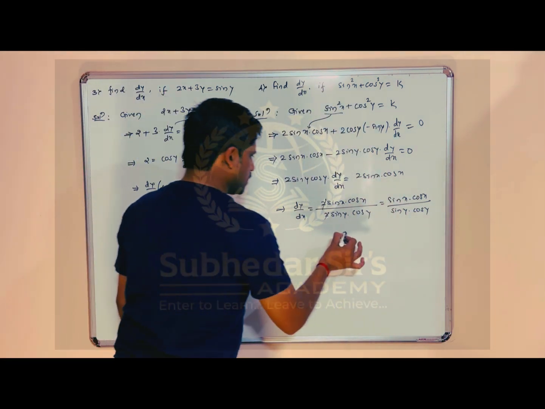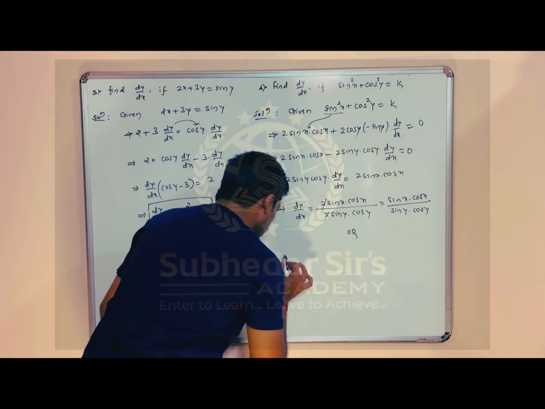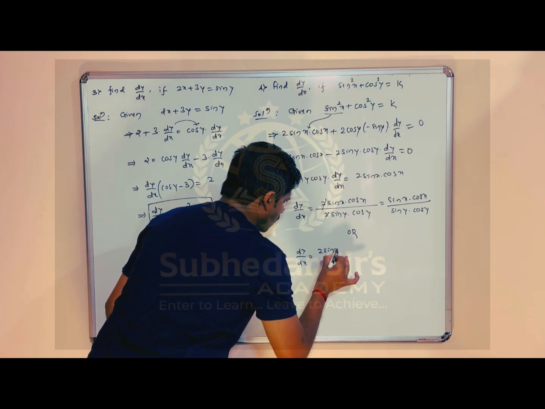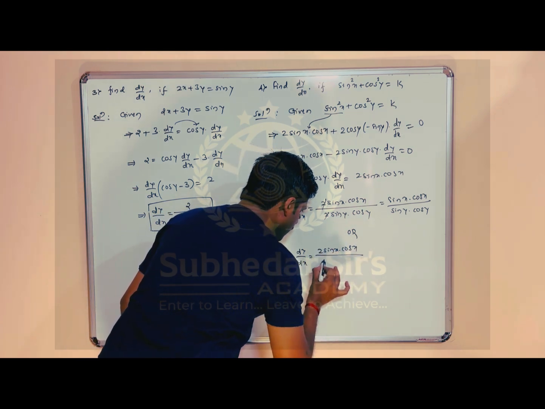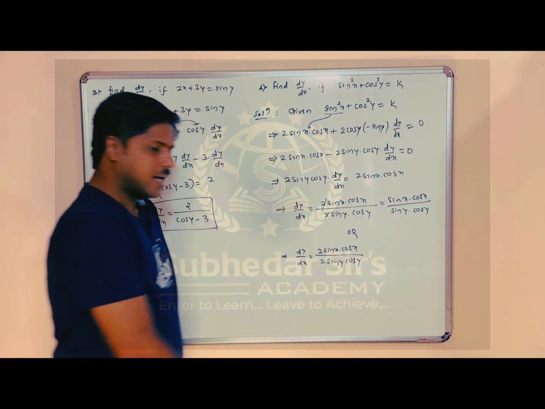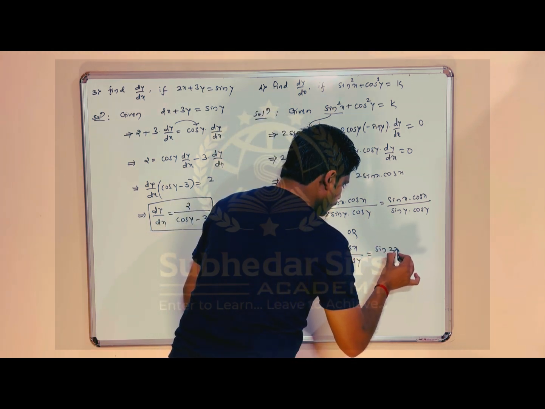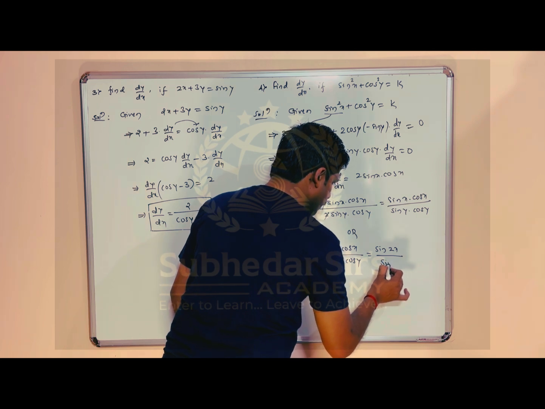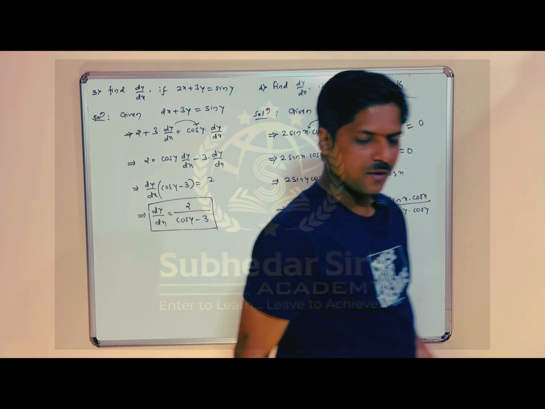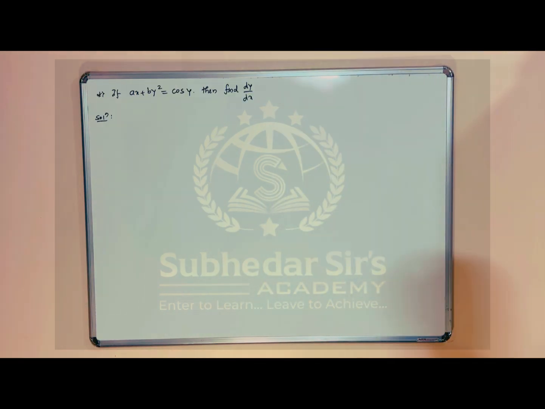Or this problem has another solution. Here we have dy by dx is equal to 2 sin x into cos x divided by 2 sin y into cos y, right? This can also be written as 2 sin x into cos x is nothing but sin 2x. This is nothing but sin 2y. So this is also the solution. Don't cancel sin and sin, okay, both are functions only.